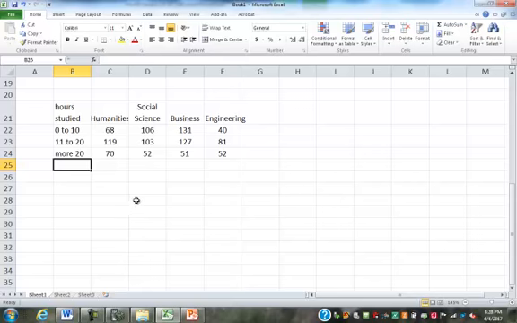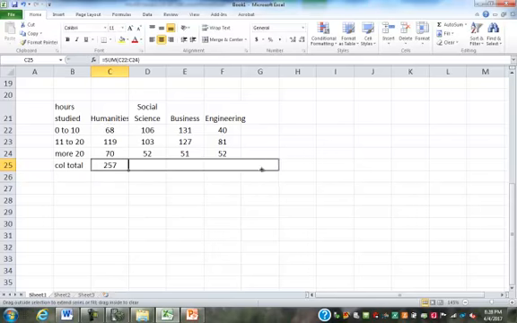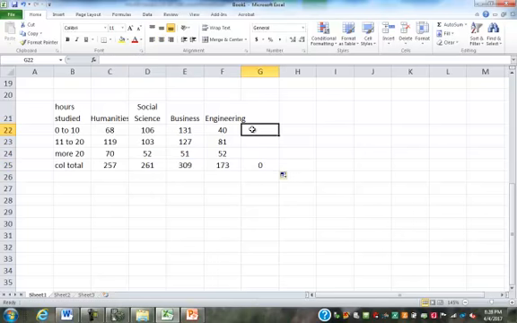So let's look at the totals here. Column totals. I'm going to find the sum. Copy those over. Now I'm going to go one extra here for the grand total. This is going to be the row total.